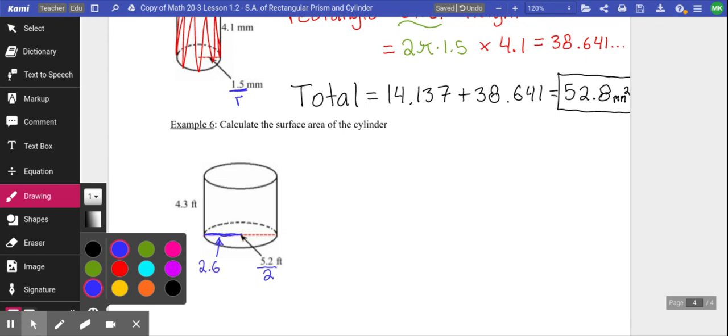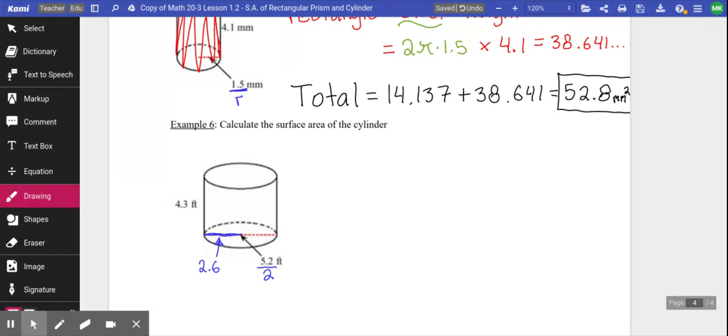Remember, we use radius for all of our formulas. So when you get diameter, just cut it in half and then use the radius. Awesome. We're going to calculate the surface area of this cylinder. We're going to start off by doing the circles, so the top and the bottom. The circles is 2 times pi times r squared, like what Josh told us.